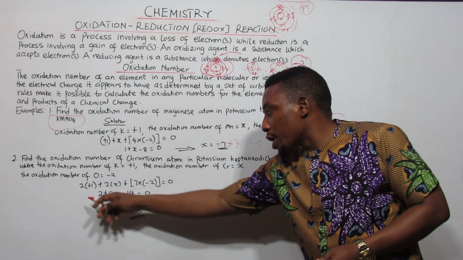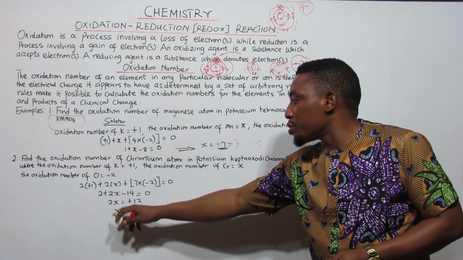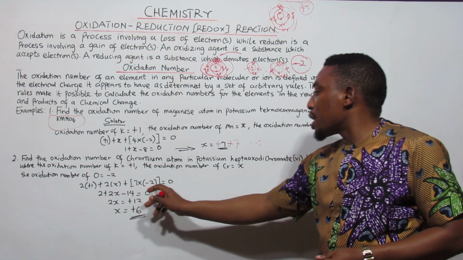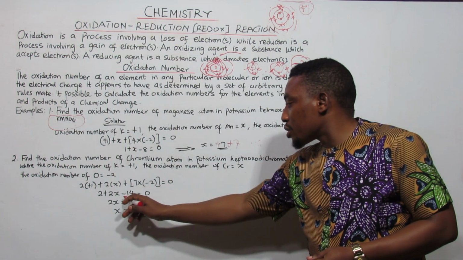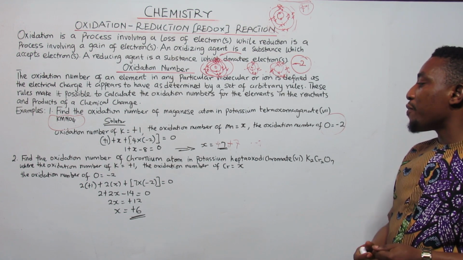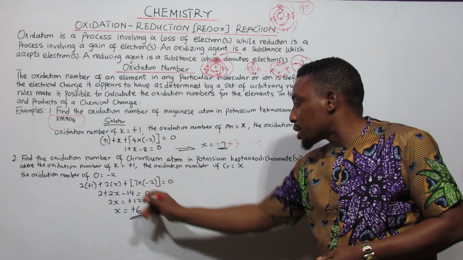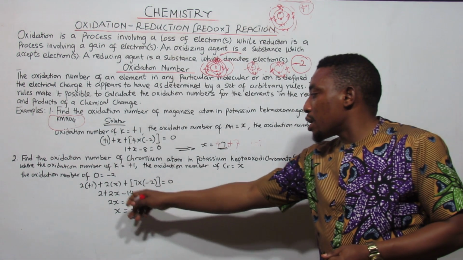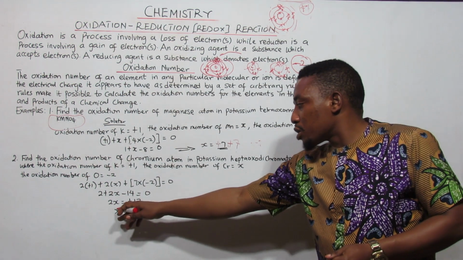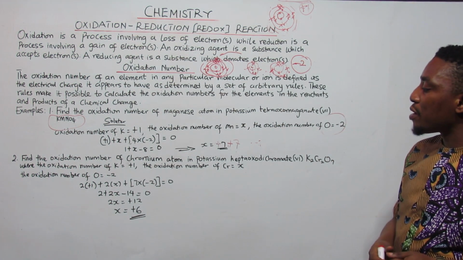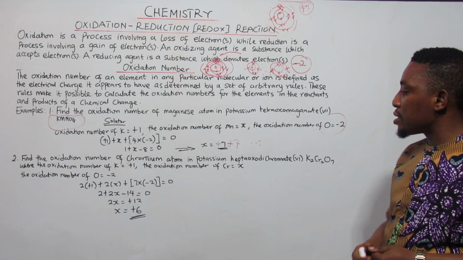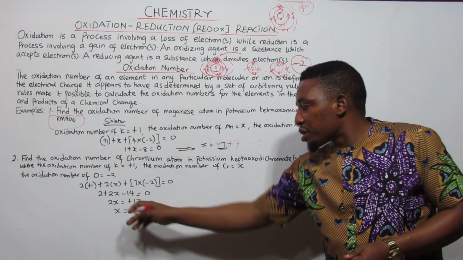So now we have 2 times 1, you have 2, plus 2 times X, you have 2X, minus 7 times 2, you have minus 14, equal to 0. So therefore, we collect terms. 14 minus 2 will give you plus 12. It becomes 2X is equal to plus 12. Then you divide both sides by the coefficient of X. The coefficient of X is 2.